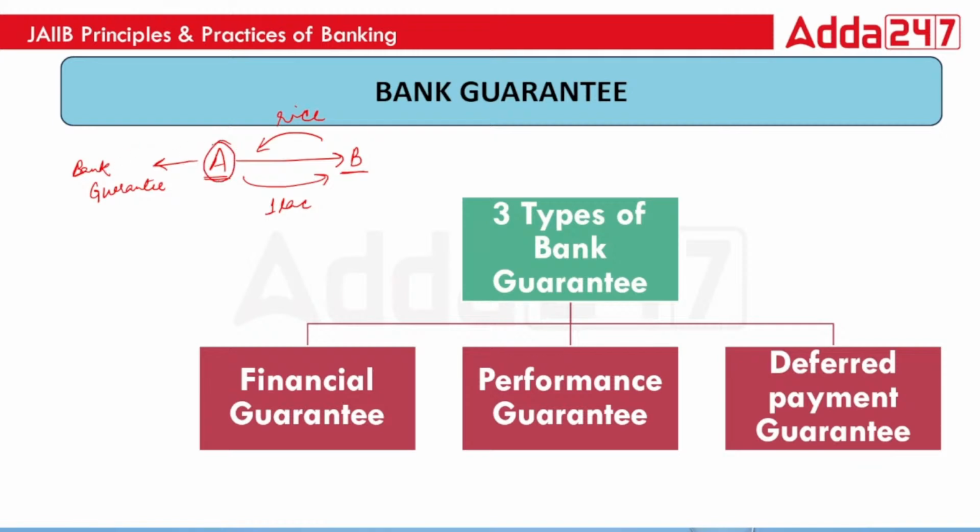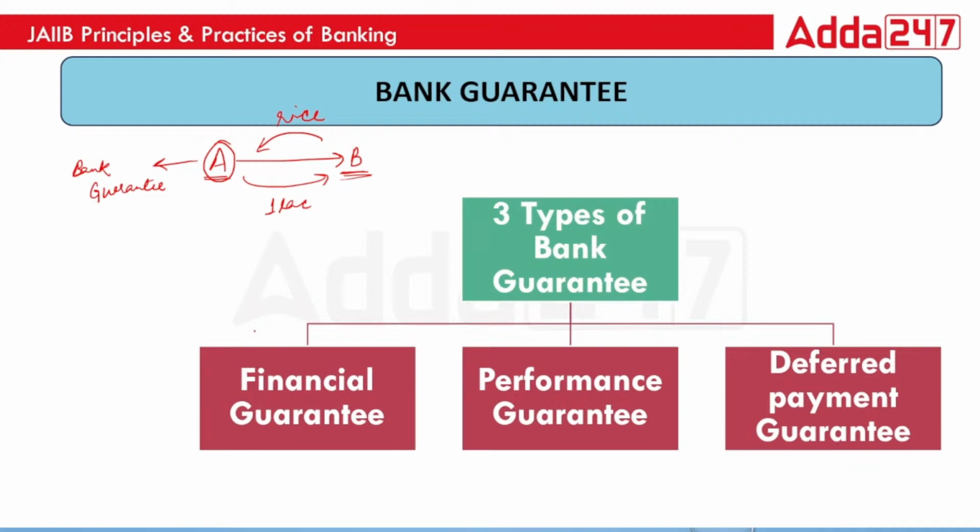So bank will, after assessment of the loan or assessment of the risk which the bank is going to take, give the guarantee to B that if A defaults, then he can revoke this bank guarantee and take the payment. So there are three different types of bank guarantee. One is called financial guarantee, one is called performance guarantee, one is called deferred payment guarantee.